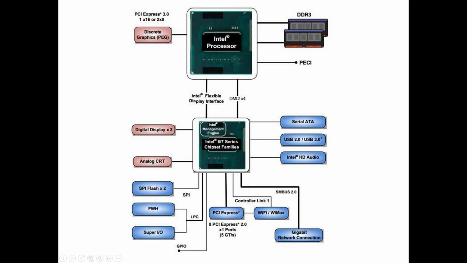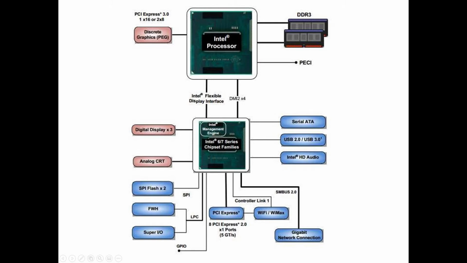As you can see, the architecture of the i5 processor uses the Intel 6 or 7 series chipset family. The processor uses 2-unit DDR3 DRAM technology, which has a maximum speed of 1600. It also utilizes PCI Express 3.0, which has 1x16 lane and 2x8 lane for PCIe cards and graphic cards. The Intel processor and Intel 6/7 chipset families are connected by DMI 2x4 and Intel Flexible Display Interface.